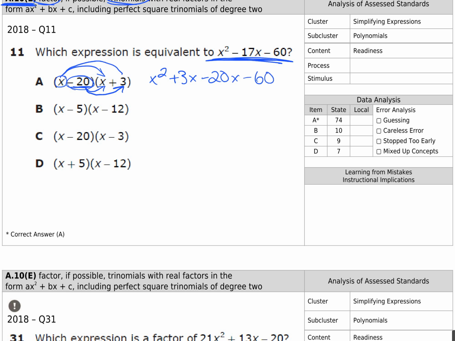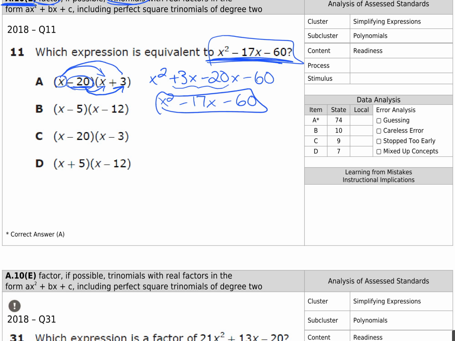We have 2 like terms in the middle right here. So the x squared stays like it is. Positive 3x minus 20x gives us negative 17x. They cancel since they're opposite, and there's more negatives, so it stays negative. Minus 60. And we see that is indeed what the question was asking. So A is the answer.